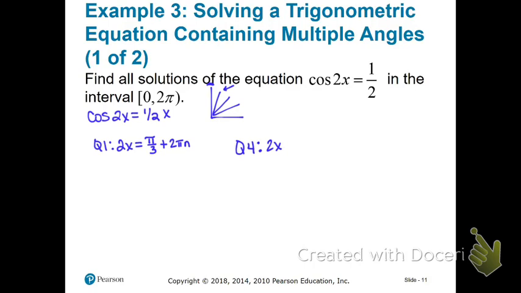All right. And then in quadrant 4, so I know in quadrant 4 my reference angle is pi over 3. So what angle are we looking at? Yeah, 2 pi minus pi over 3, which is 5 pi over 3. And then our plus 2 pi n.